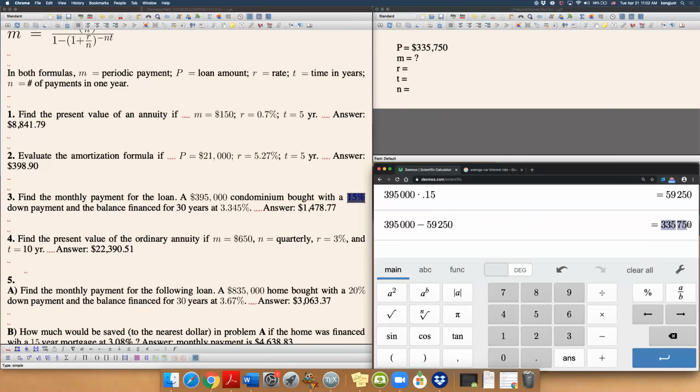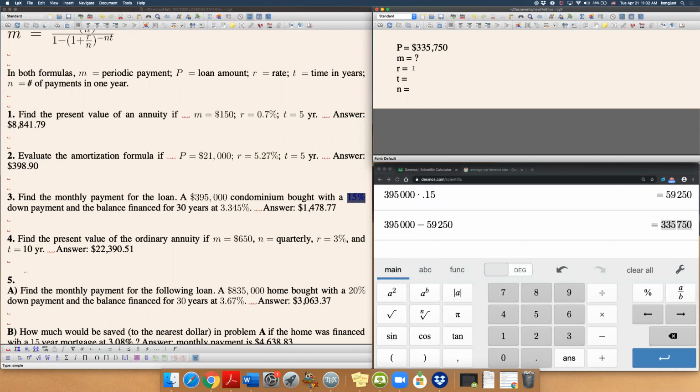So this is the remainder that I have to borrow from the bank, in other words. I had this money in my pocket and paid that up front, and then this is what I have to finance from the bank. So that's how much you're going to borrow. That's your P value. M, we don't know. That's why we're going to use the formula to solve for M.